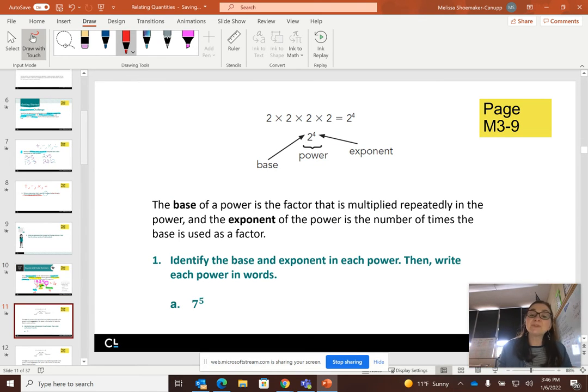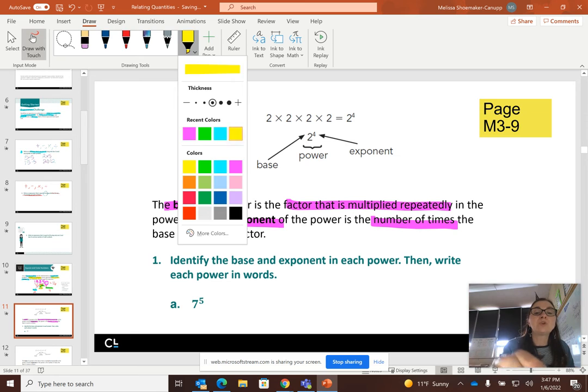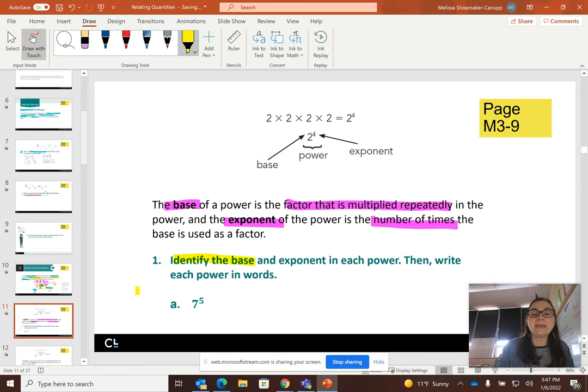M39. This is more explanation of what I just showed you. And we can see the word base and exponent. Okay? The base is the factor that is multiplied repeatedly. You see it over and over and over again. The exponent is the number of times we see it being multiplied together. So question number 1, identify the base and the exponent.